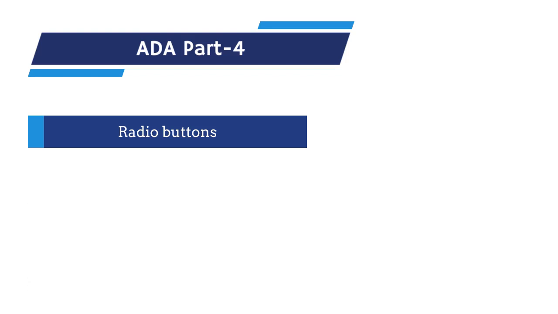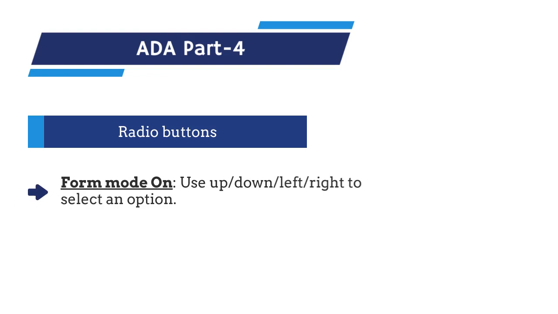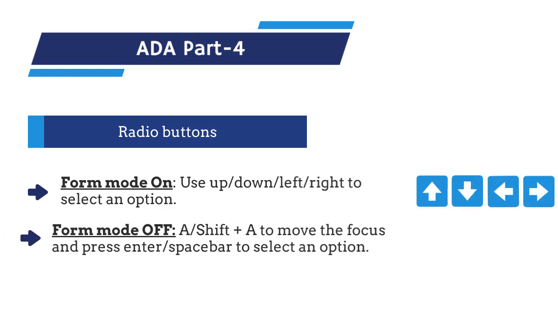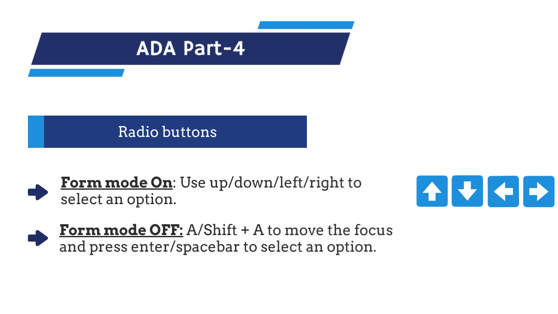First, when form mode is on, user should be able to select an option using up, down, left, and right keyboard keys. Second, when form mode is off, user should be able to select using A and Shift plus A to move the focus, and then pressing Enter or Spacebar key to make a selection.